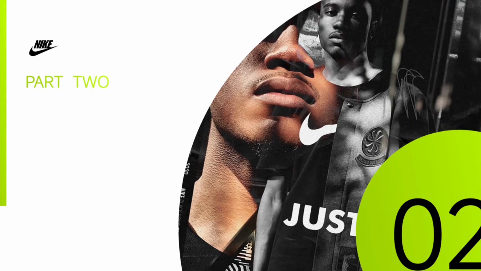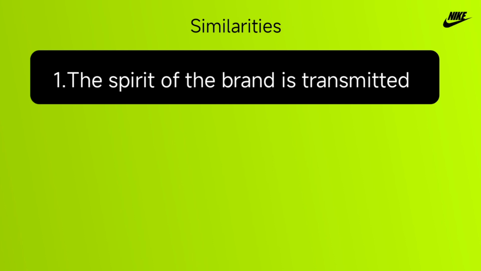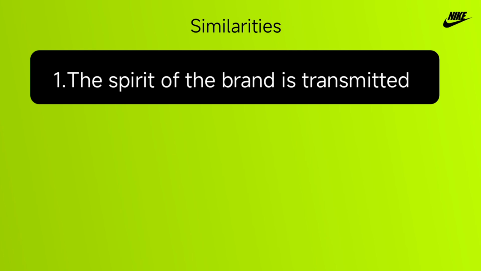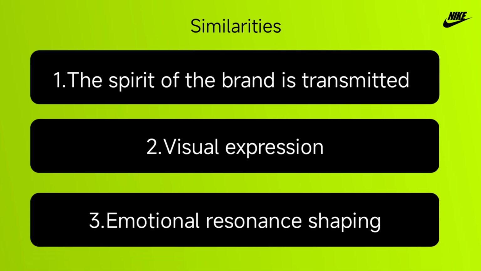Now, let's talk about the similarities between Nike's ads in both countries. Firstly, they always spread the spirit of the Nike brand. No matter in China or America, Nike wants us to be brave, to be active, and to never give up. Second, the visual expressions in their ads are eye-catching. They use cool colors, amazing images, and energetic designs. And third, they try to make us feel something. They want to create an emotional resonance. When we see a Nike ad, we may feel excited, or we may want to go out and do some sports right away.